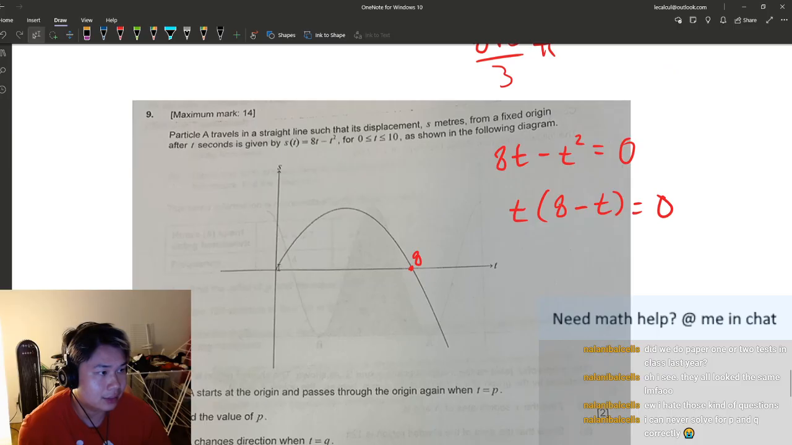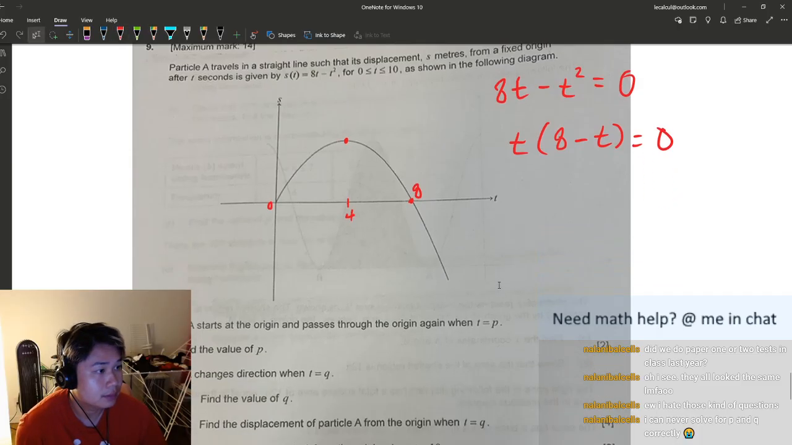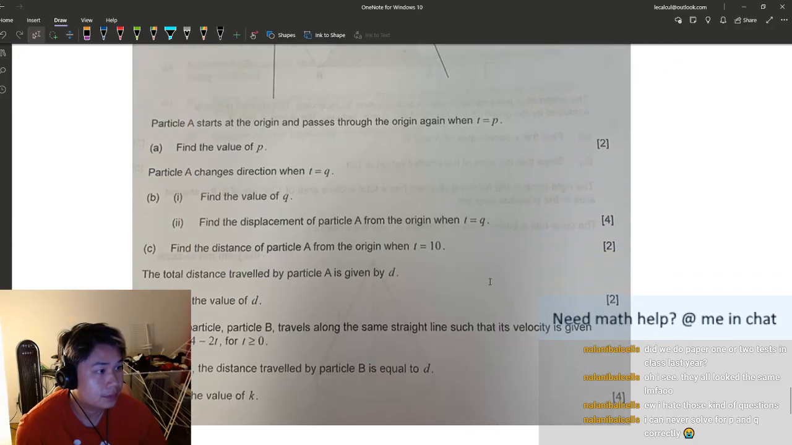So you can see it's going up, or I mean right, and then it goes left, or down. So it changes direction here, and we need to find out where this is. Because it's a parabola, it's at the vertex. And because of the symmetry of a parabola, this has to happen halfway between 0 and 8, which is 4. So q is 4.